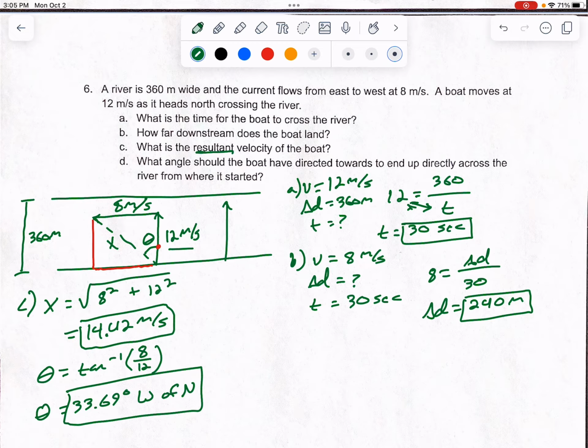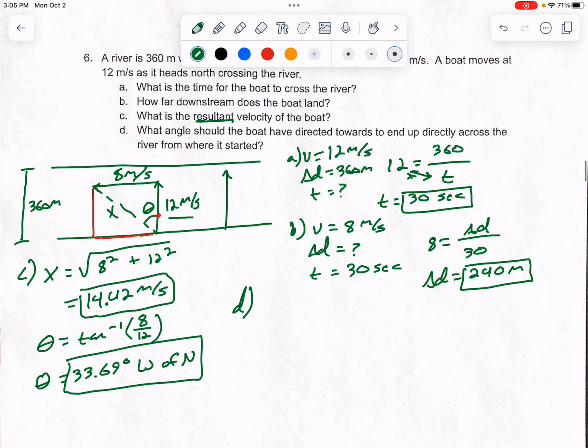Okay, part D, what angle should the boat have directed towards to end up directly across the river? So my goal is I want the boat to go directly across the river from where it started. Now if I've got a current pushing me downstream, that means you're going to have to head into that current to make up for that push downstream. So we're going to point our boat upstream to see if we can get across the river at the exact same point. So we're trying to figure out what is this angle right here.